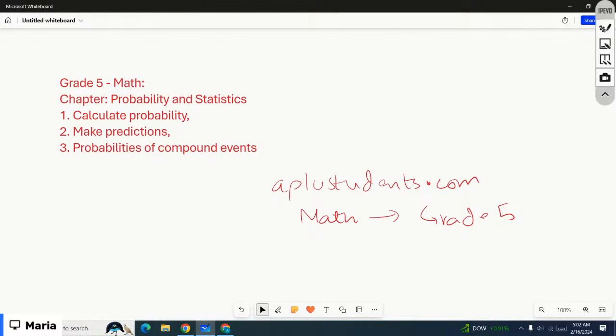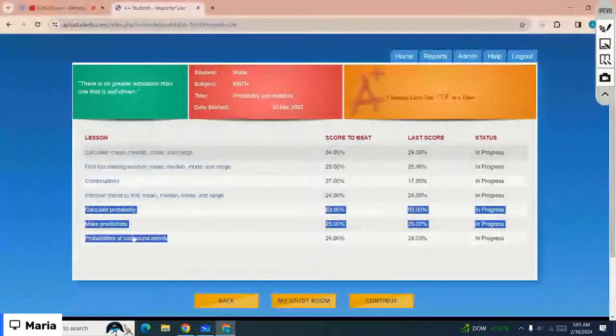We're going to start with the chapter probability and statistics. The lessons we're going to cover today are calculate probability, make predictions, and probabilities of compound events. So please make sure you have your notebook and pencil so that you can note down the important examples and definitions as well. Let's just start with the lesson.